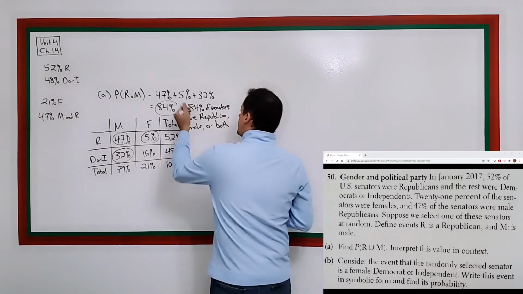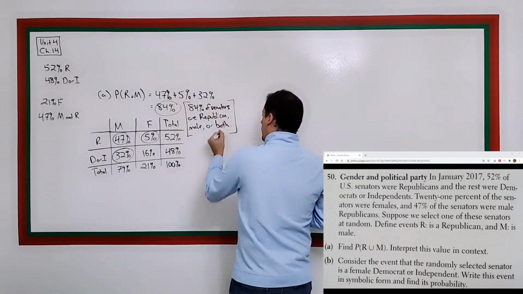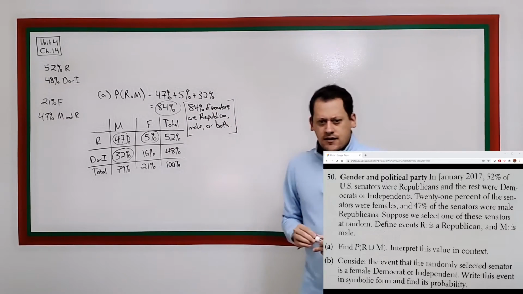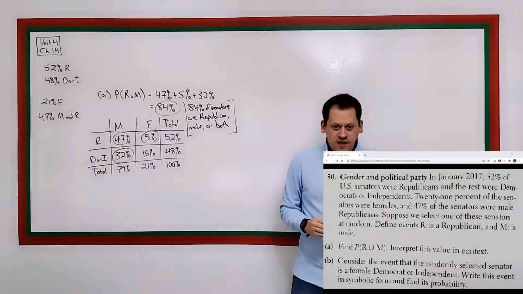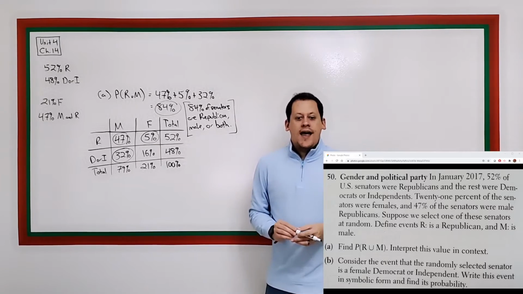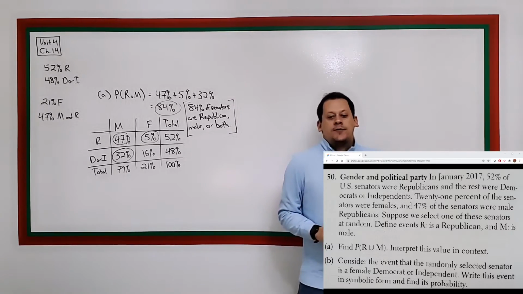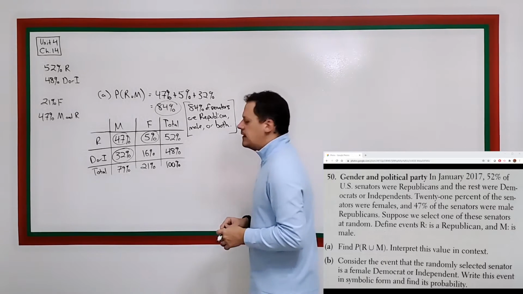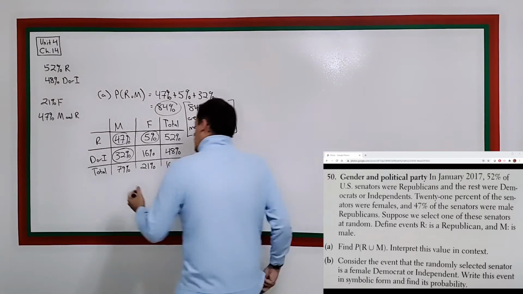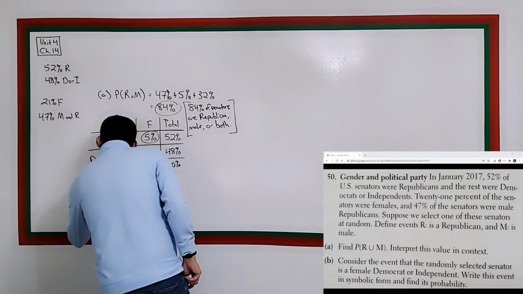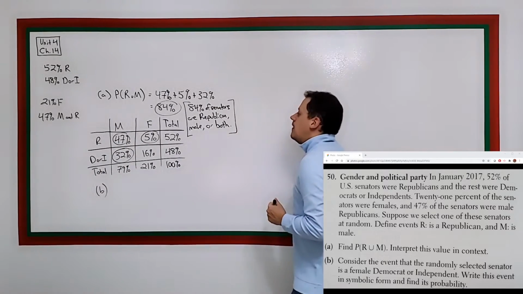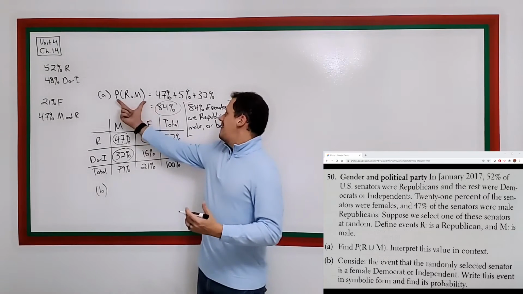Okay. So that's part A. Part B asks, consider the event that the randomly selected senator is a female, Democrat, or independent. Write this event in symbolic form and find its probability. Okay, so the randomly selected senator is a female, Democrat, or independent. Write this event in symbolic form. Okay, so it wants you to write the probability in like this format.